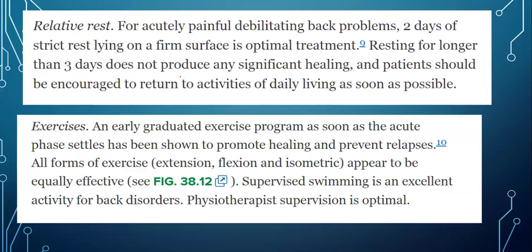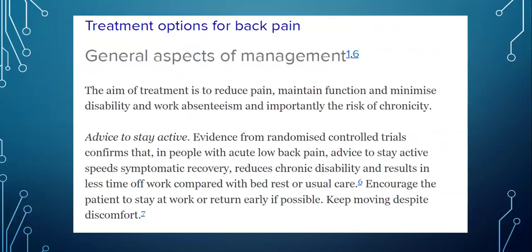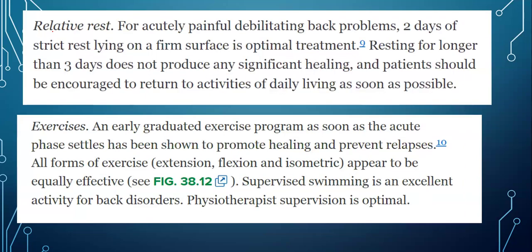So, the general aspect of management for back pain: the main aim is to reduce the pain and maintain the function. So advice to stay active is one of the main treatments. Relative rest for an acutely painful, debilitating back problem: 2 days of strict rest is optimal. Resting for longer than 3 days does not produce any significant healing. An exercise program as soon as the acute pain settles is a very good idea.